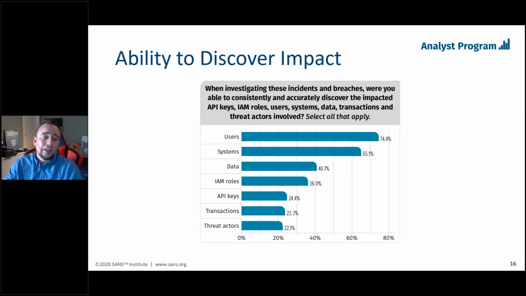And data is only at 40.7%. Now, I connect those two directly. When I have a user compromised, I always want to identify what kind of data that user had. Just consider someone's inbox, for example. So the fact that data is so low is a bit concerning to me. IAM roles are important to uncover, as many roles in our organizations and cloud environments will have privileges to cause effects in terms of pivoting.